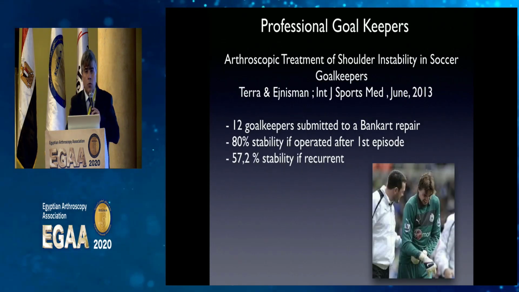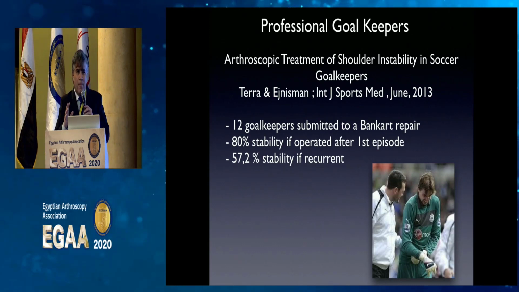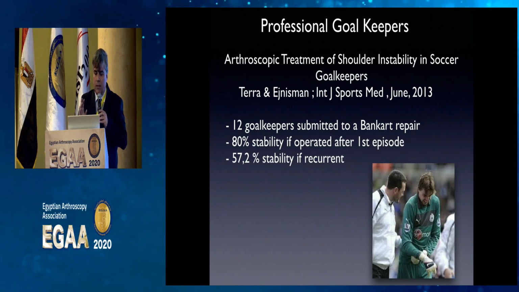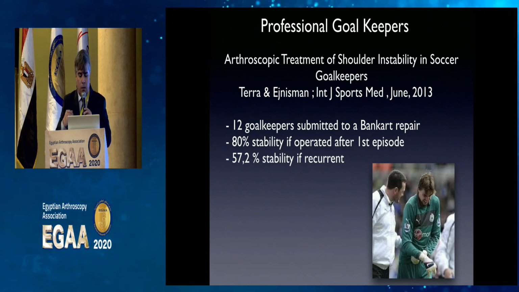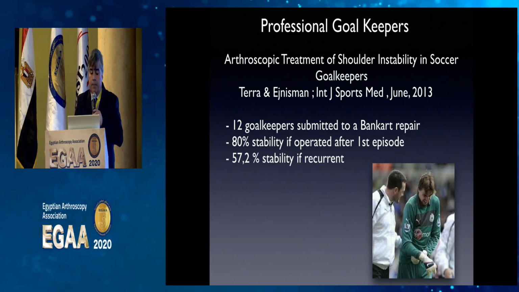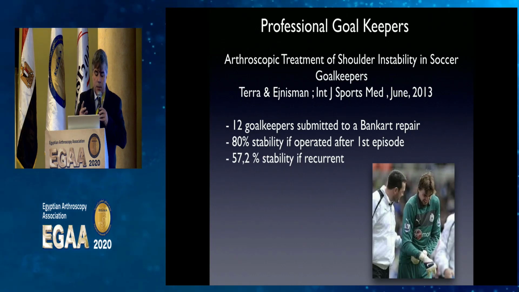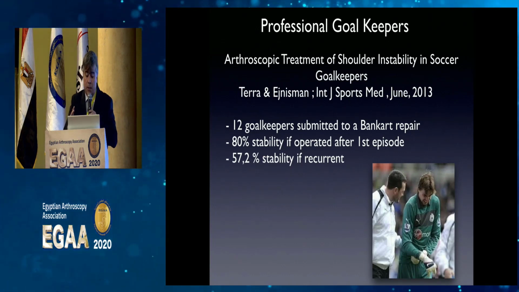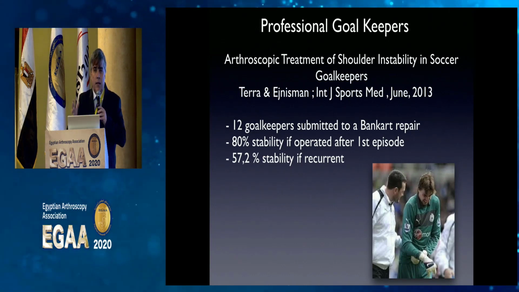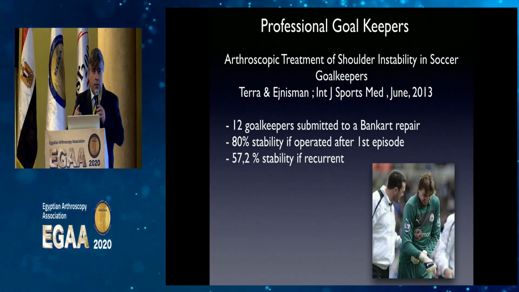What about professional goalkeepers? There are very few articles in the literature about that. That's a Brazilian article by my colleague Benno Ejnisman. He published it on 12 goalkeepers, 80% stability, but 20% recurrence, and the feeling of instability was not acceptable for a goalkeeper. I remember once, a couple of years ago, I asked Dr. Castanha in Reading when we were together at a meeting, and he said that he would do a Bankart repair in a goalkeeper. Is that correct, Dr. Alex?